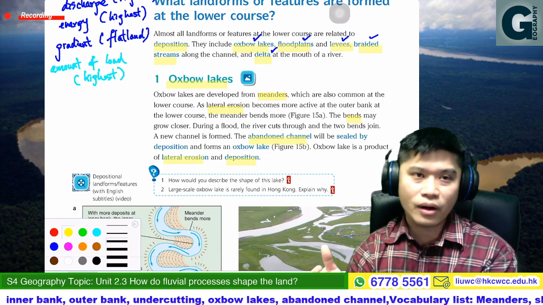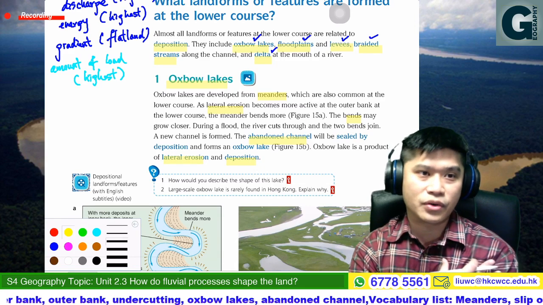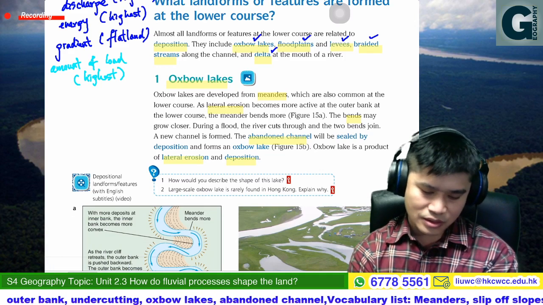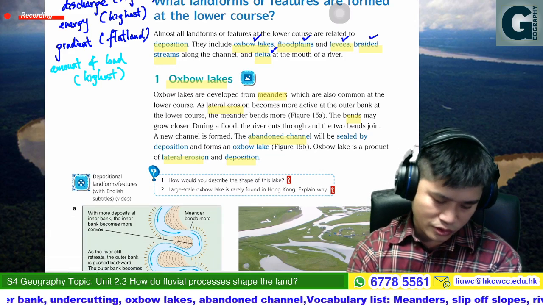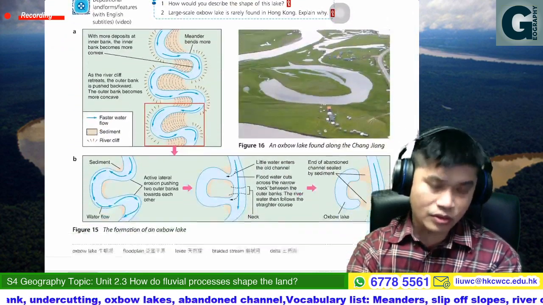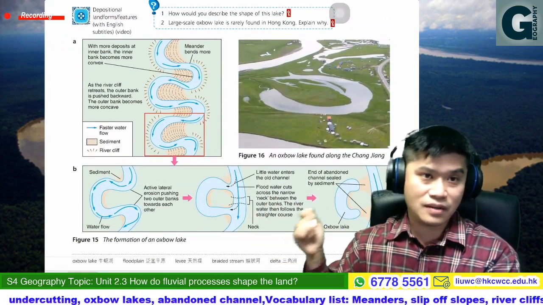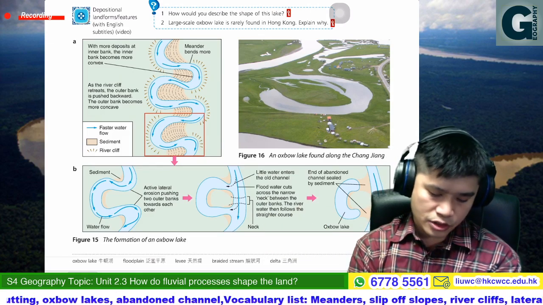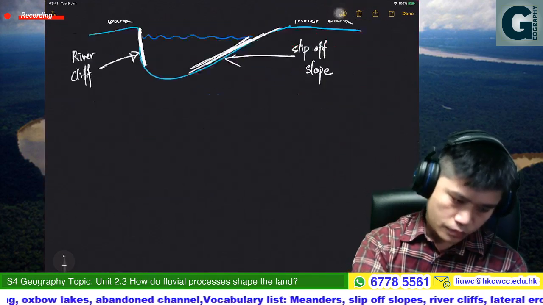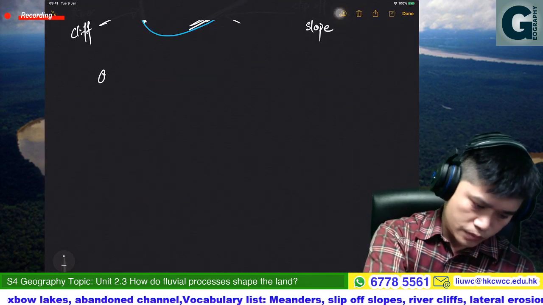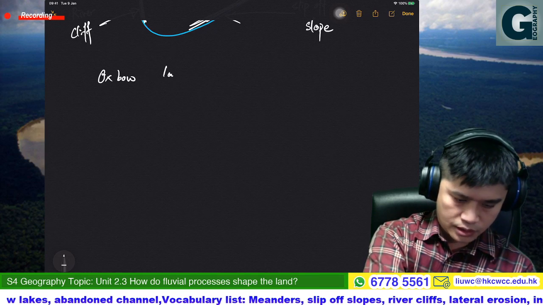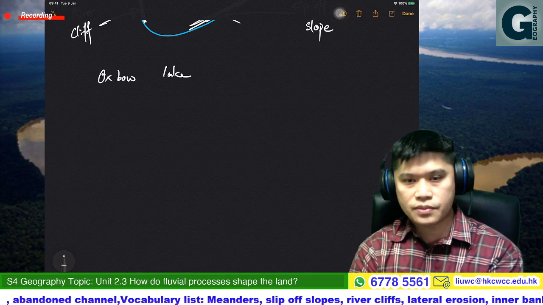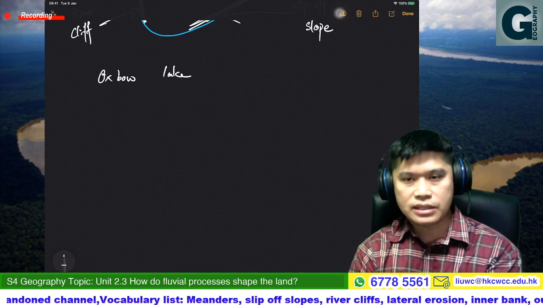So this is all the explanation from your textbook. So what exactly is an Oxbow Lake? You may have a look in your textbook at the bottom here, but I will use my explanation and my notes here. So what is the formation of Oxbow Lake? Just now the textbook mentioned that it is associated with meanders.